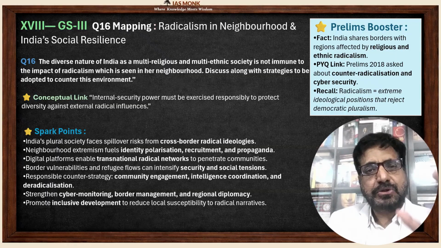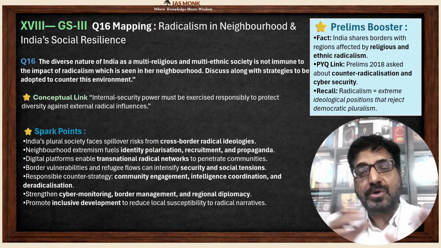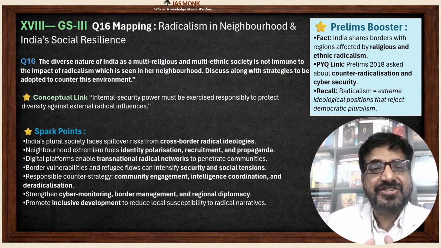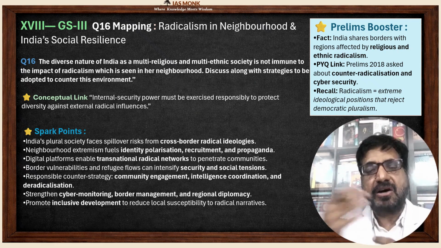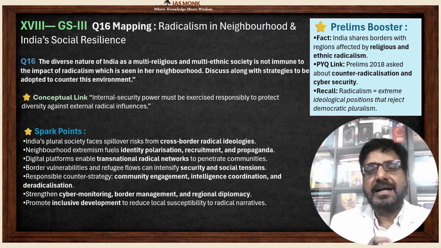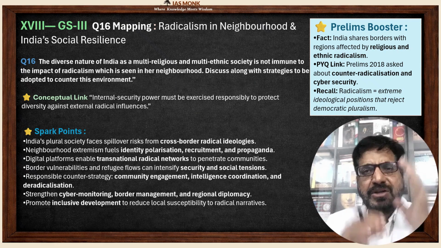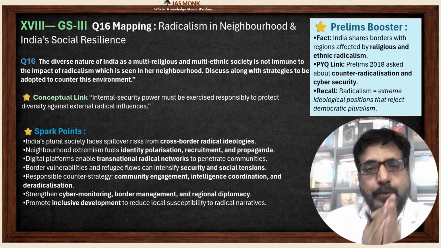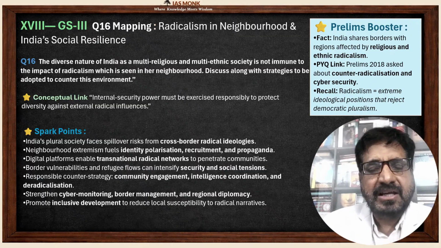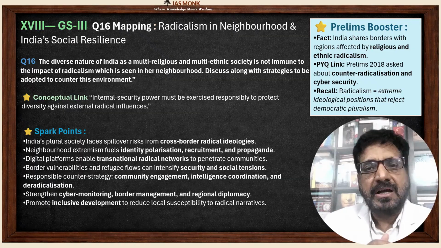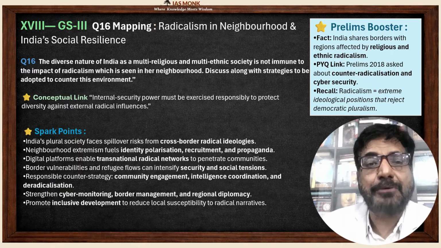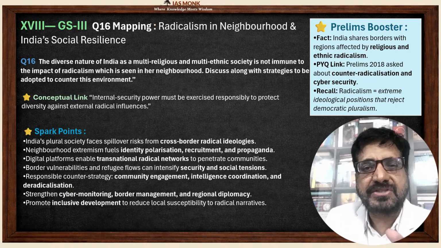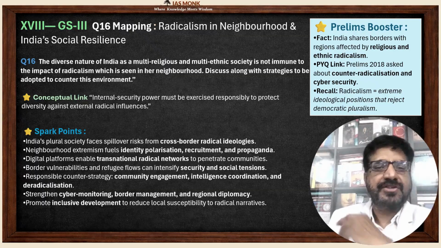De-radicalization programs, youth engagement, and credible counter-narratives are essential to neutralize online and offline propaganda. So regionally, India must work through diplomatic channels, intelligence sharing, and cooperative security frameworks to address the root causes of radicalism in neighboring states.